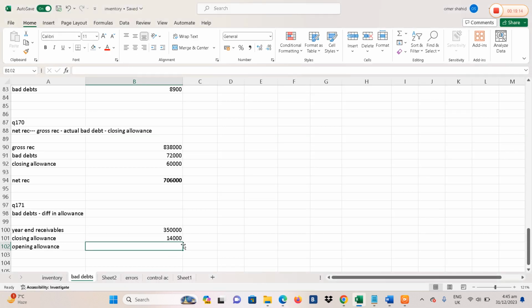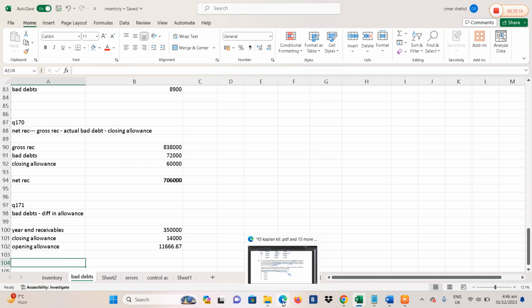So how do we solve for the opening allowance? We say that 14,000 is our 120%, and we need 20% less, which means we need 100%. So that's how we calculate our opening allowance. The opening allowance will be 11,666, because the previous year closing allowance was 11,666 and this year opening allowance is 11,666. Now we got the opening allowance and closing allowance.